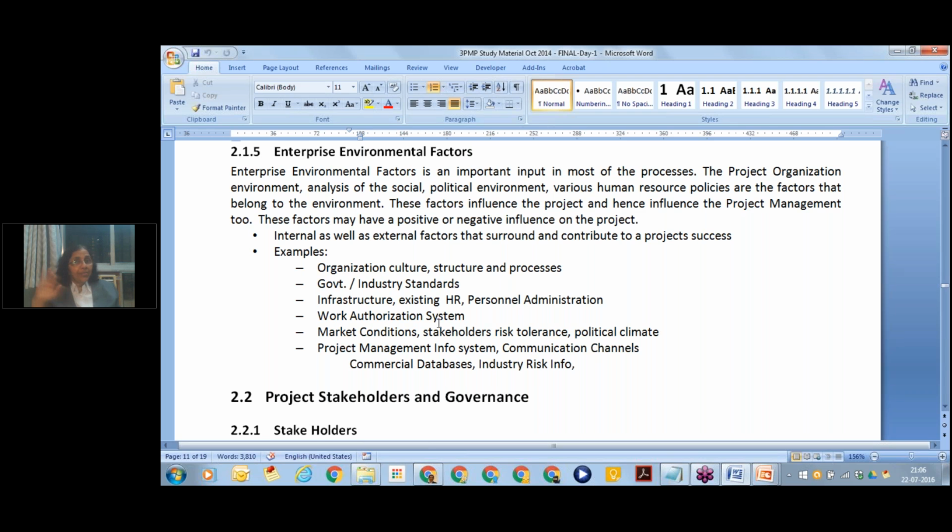So this is subjective. I'm sorry, this is not objective. You cannot say that it is very well defined for your organization. No. Anything that is for the society belongs to your EEF. So PMBOK, which is a standard for the entire project industry, belongs to EEF. Your HR policies and resource calendars will belong to EEF.